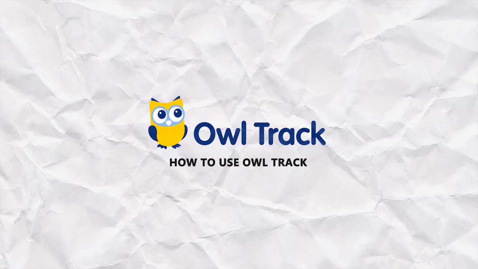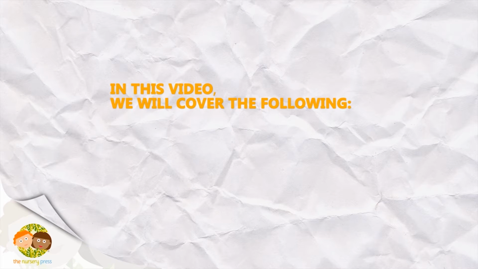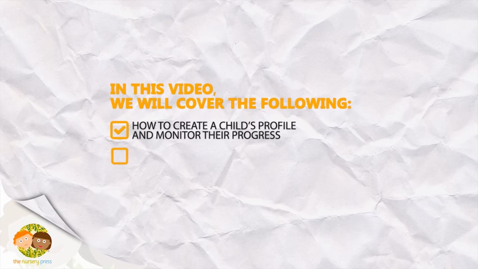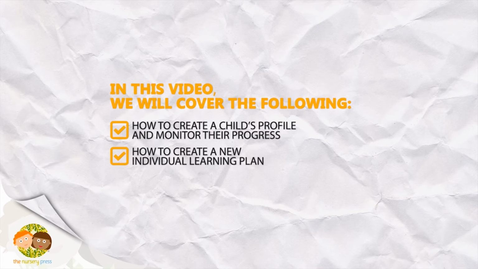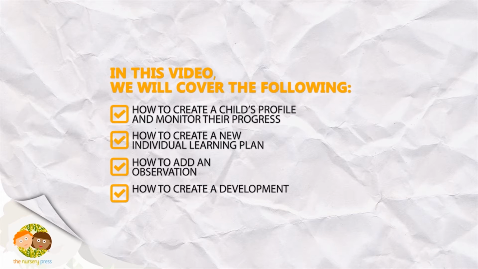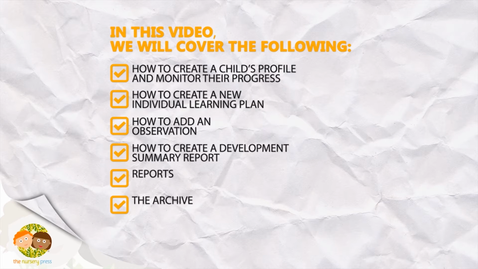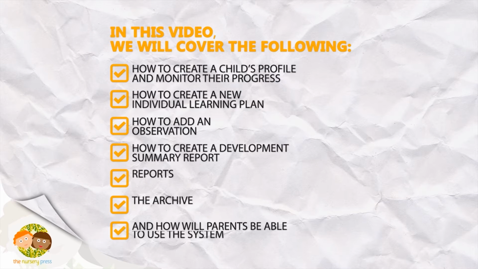Welcome to OWLTRAC. Let's go over the basic functionality of how to use OWLTRAC. In this video, we will cover the following: how to create a child's profile and monitor their progress, how to create a new individual learning plan, how to add an observation, how to create a development summary report, reports, the archive, and how parents will be able to use the system. You can skip through to specific chapters by using the chapter sections highlighted here.